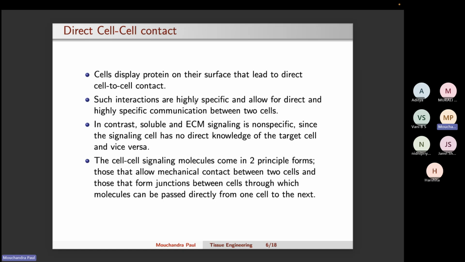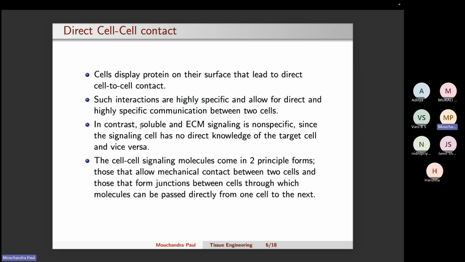But this kind of communication is very specific. It's a very specific mode of communication, because obviously the cell knows to which cell it is passing whatever information it is passing. So it becomes highly specific. The target is highly specific. Only that adjacent cell, the neighboring cell, will receive the signal.